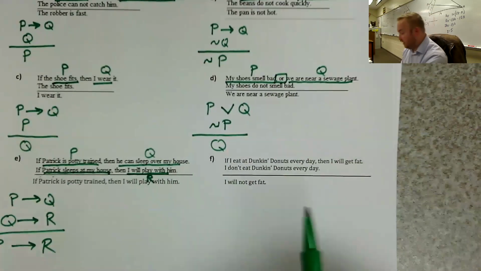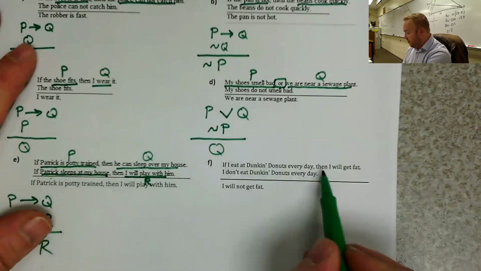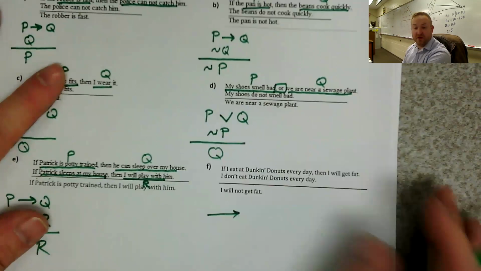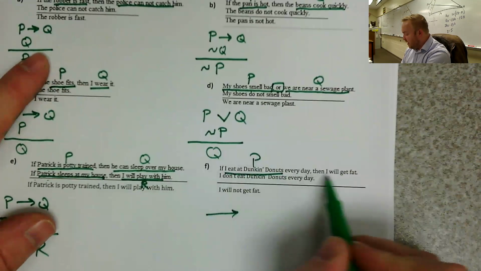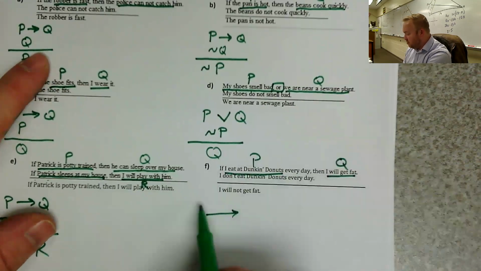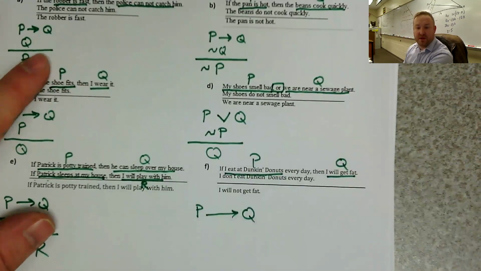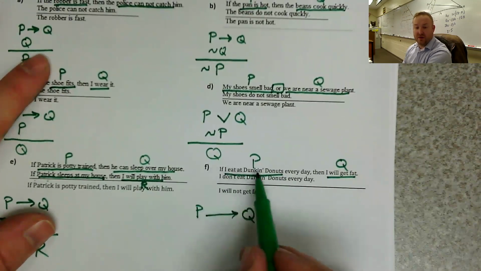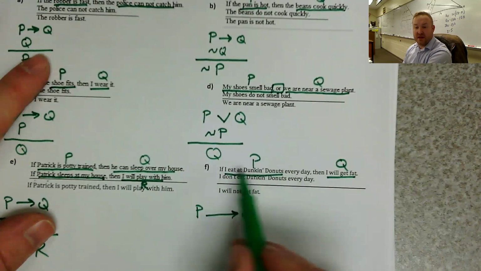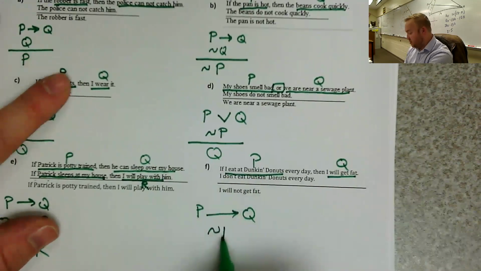Finally, example F here, I've got an if then, so I'll have a conditional for my first premise. I eat at Dunkin' Donuts will be P. I will get fat will be Q. So P implies Q is my first premise. Next premise, I don't eat Dunkin' Donuts every day. So that would be the opposite of our P statement. So we'll do negation of P.